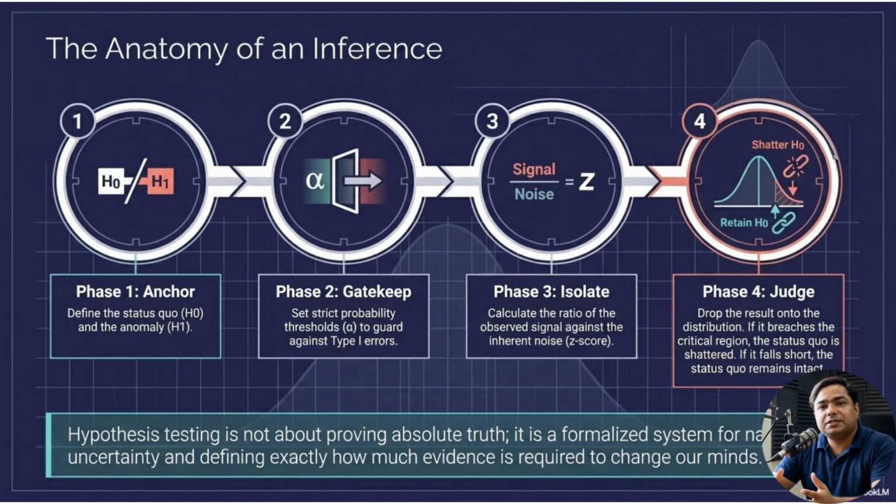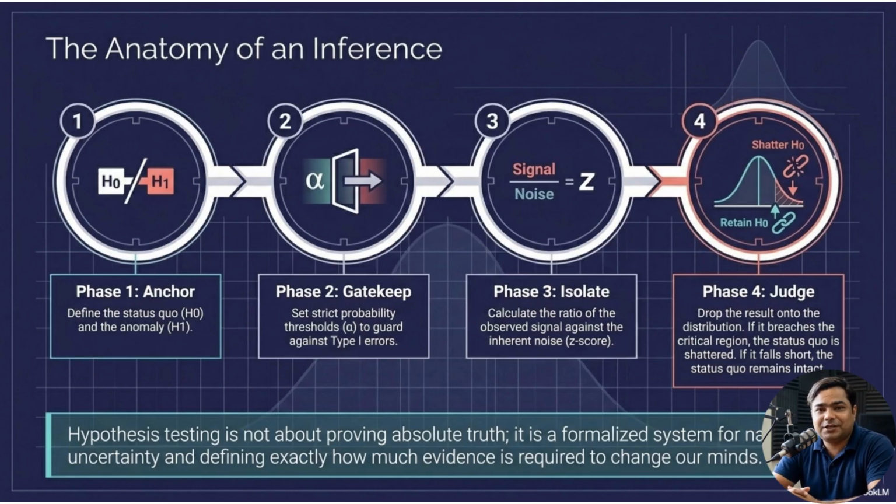The most important message from this lesson is this: hypothesis testing is not about proving absolute truth. It is a formal system for making decisions under uncertainty. It tells us how much evidence is needed before we change our belief from no effect to there is probably an effect. In our example, the sample mean was 90 and the population mean was 85. The z score was 1.87. But because 1.87 did not reach the critical value of 1.96, we failed to reject the null hypothesis.